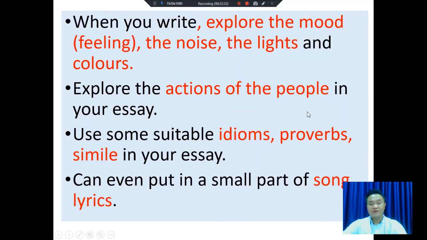Now, when you write a narrative essay, make sure you explore the mood, the noise, the light, and the color. So you explore the movement of the people, in other words, the actions, okay? And you should use suitable idioms, proverbs, and similes in your essay. You can even put a small part of the song lyrics in your essay. I have seen students dig that in their writing, which is very creative as well. Of course, you don't write the whole song. Remember, in the slide here, you can see a small part, just a small part of the song lyrics. No harm.